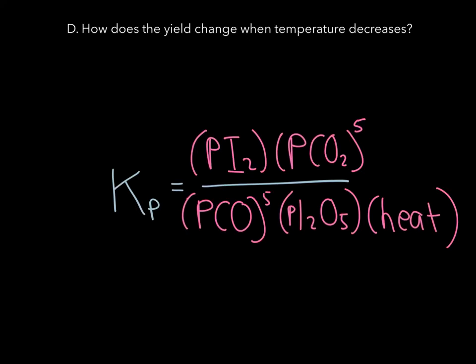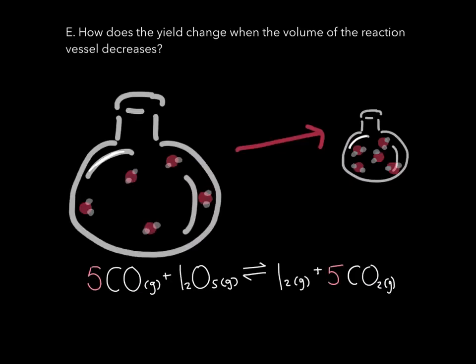Part D, how does the yield change when temperature decreases? This is just the opposite of Part C. If we decrease the temperature, we are reducing the heat, which is on the left side of the reaction and the bottom of our equation right here. So if we're making our denominator smaller, that means that we're making Q larger. So now we have the situation where Q is larger than K, which will force the reaction backwards or to the left, and this will decrease our yield.